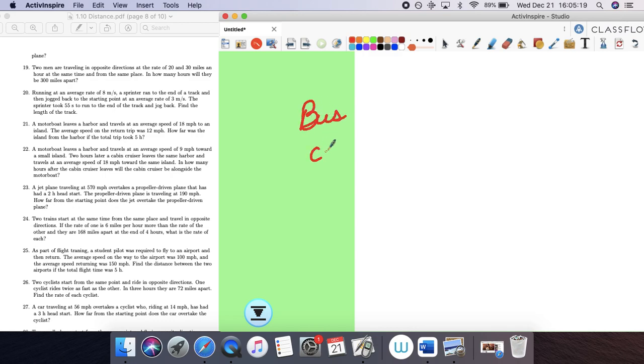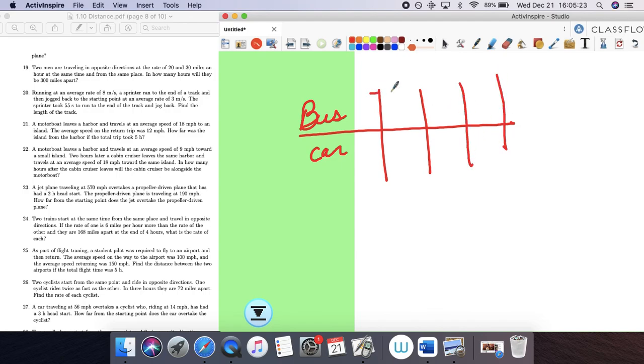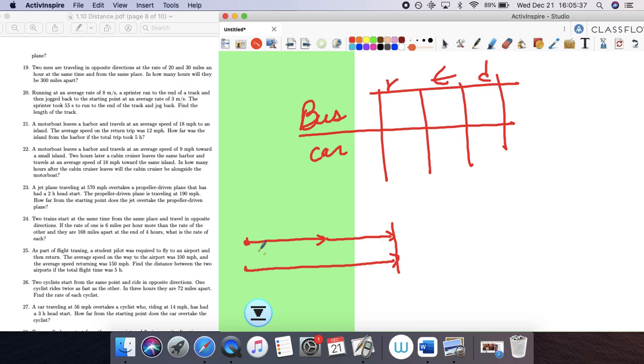Okay, then we have a car. So again, RTD, the car started first, right? Started driving for a full hour before the bus started, and then the bus started to catch up, right? And then it took a little bit to catch up, and then at some point they are at the same distance. So the bus is traveling at 60.